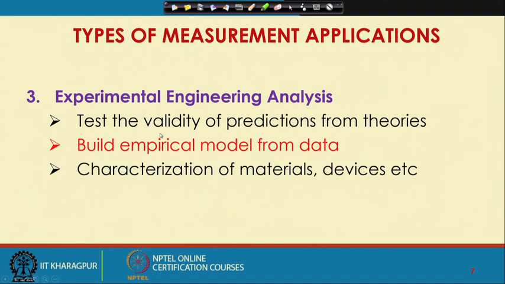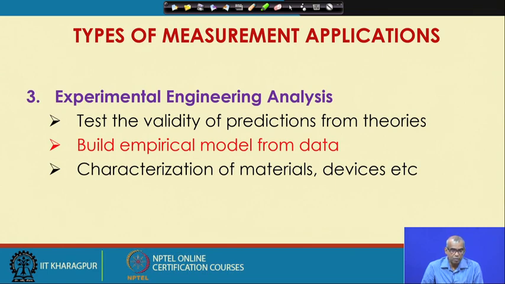For example, we can test the validity of predictions from theories. Let us say I am measuring a process variable and I have a theory which has a prediction for that process variable. So, I can measure a process variable with an objective to validate the prediction from theories. So, this is one application.